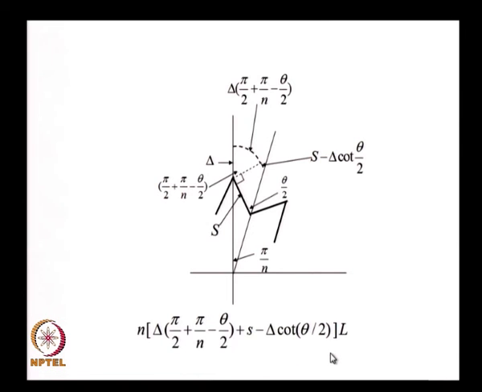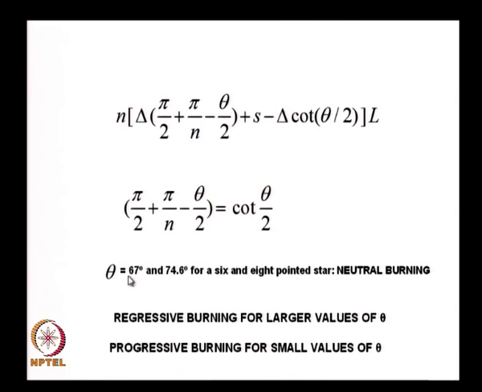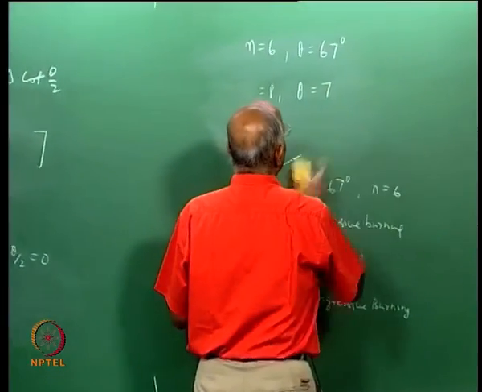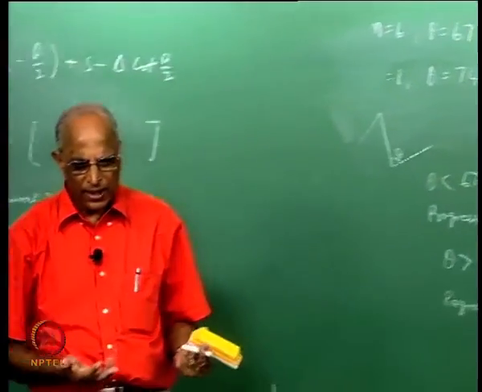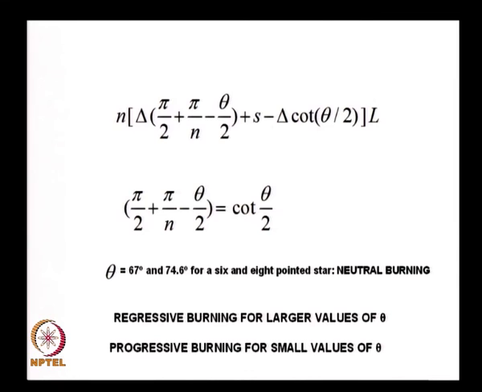Using the burning surface area, the equilibrium pressure and the thrust of the rocket are calculated, and then we got the value theta equal to 67, and I think I gave the value of 76, it should have been 74.6, please correct it, degrees for neutral burning, and you all can do this using a numerical method. That means we will get regressive burning for larger values of theta and progressive burning for smaller values. Therefore, a star has the capacity to be designed for whatever type of burning we desire.